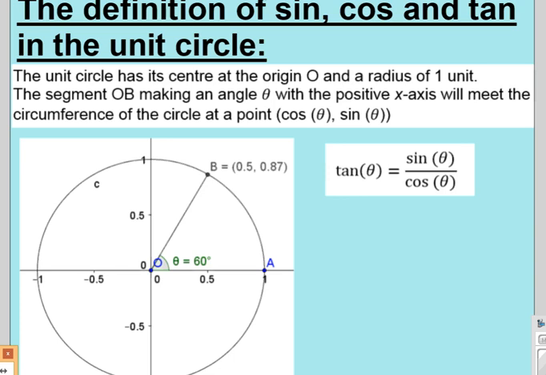Now sine is defined as the y-coordinate of a point travelling round the unit circle, and cosine is defined as the x-coordinate of the point travelling round the unit circle, always.